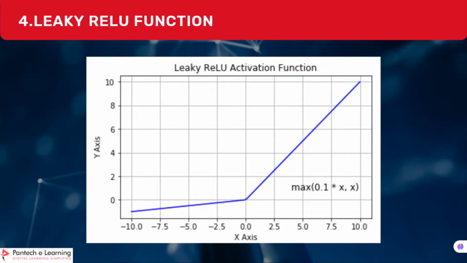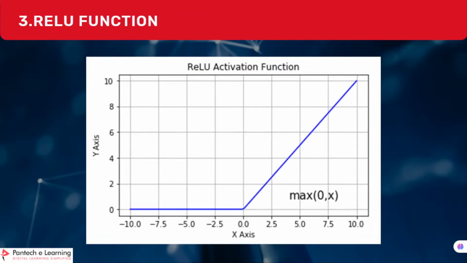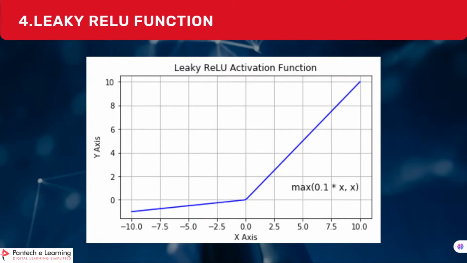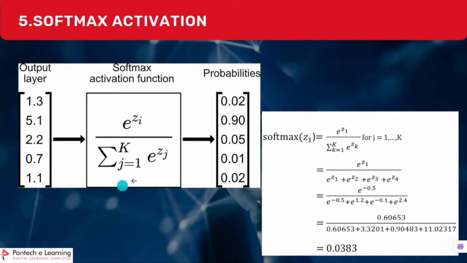The fourth one is leaky ReLU. Leaky ReLU means some leakage process is there. You can observe that ReLU and leaky ReLU are the same, but we have a modification of the leaky area, so that's why we call it leaky ReLU. Coming to the next one, softmax.